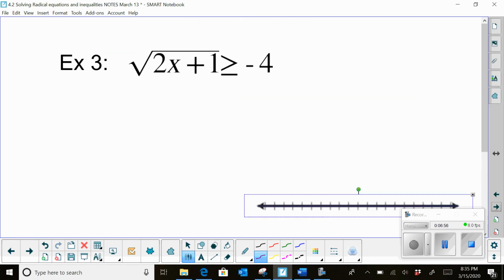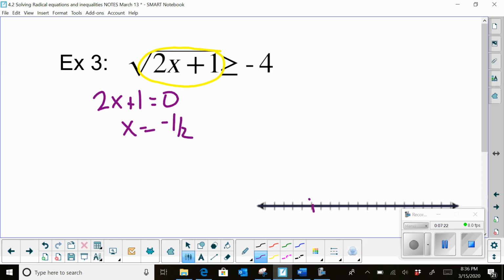Next example, you're going to do the square root of 2x plus 1 is greater than or equal to -4. This time when we square both sides, it'll get rid of the negative, but first again, you go to your radicand, set 2x plus 1 equal to 0. You're going to get x equals -1/2. So again, we'll put that over here on the number line, maybe over here kind of on the left.